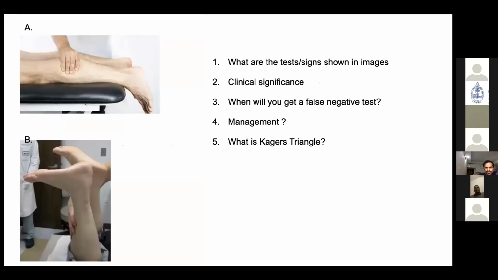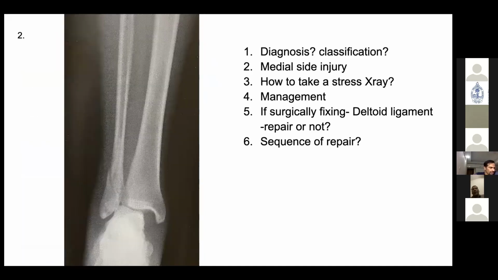Hello, sir. I have a doubt. Yes, please. Sir, is there any role for a syndesmotic screw in this case? So this is a type B fracture. Type B, so the syndesmosis may not be involved.